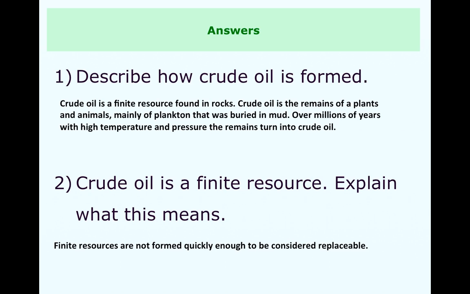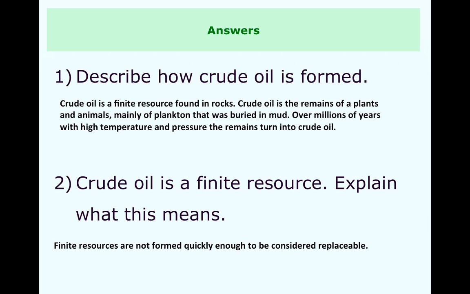Okay, great. So here are the answers. Firstly, you were asked to describe how crude oil is formed. Crude oil is a finite resource found in rocks. Crude oil is the remains of plants and animals, mainly of plankton that is buried in mud. Over millions of years with high temperature and pressure, the remains turn into crude oil. Crude oil is also a finite resource.